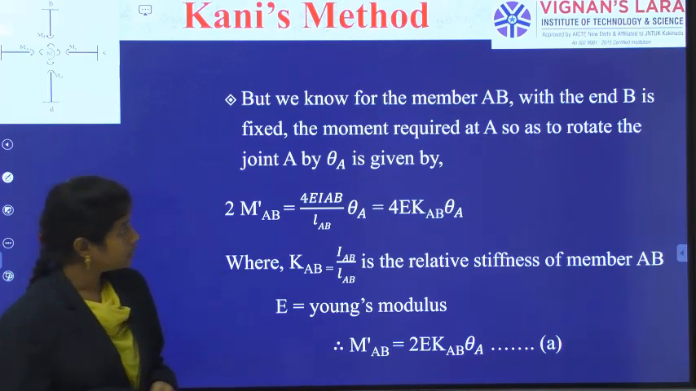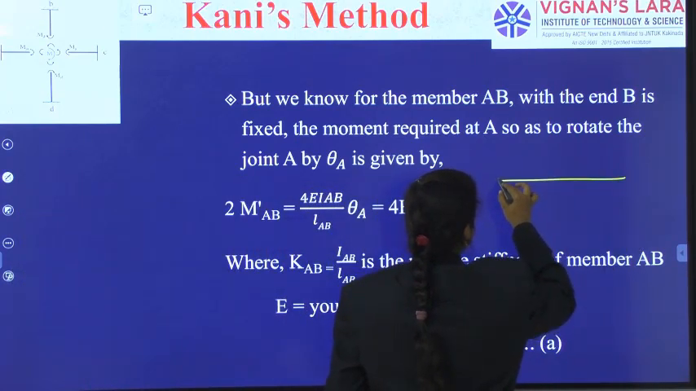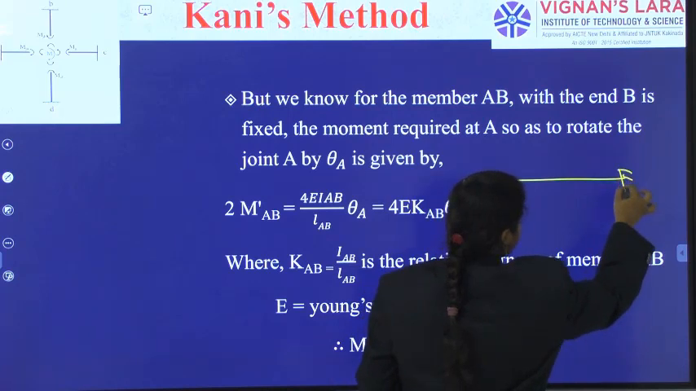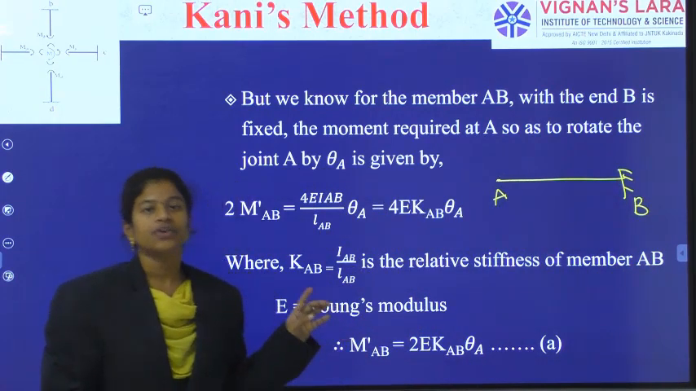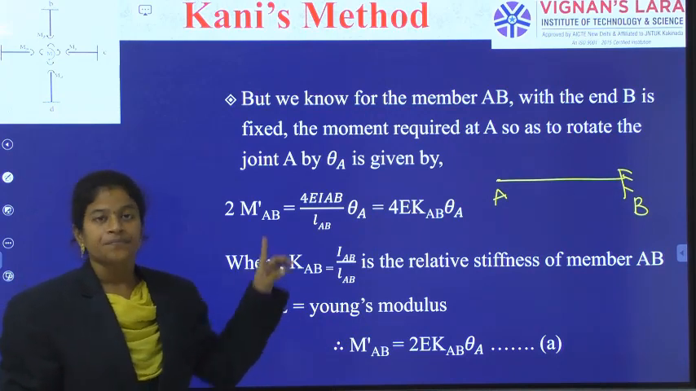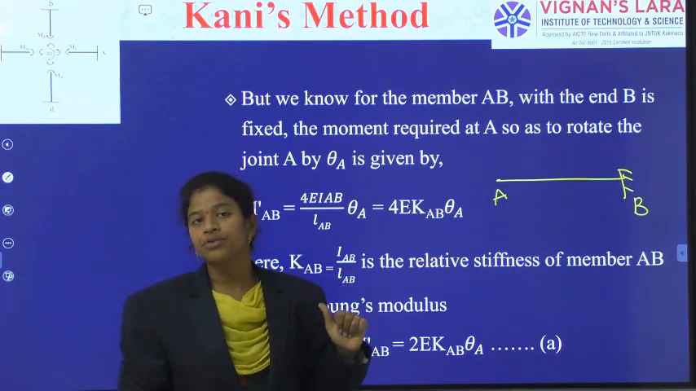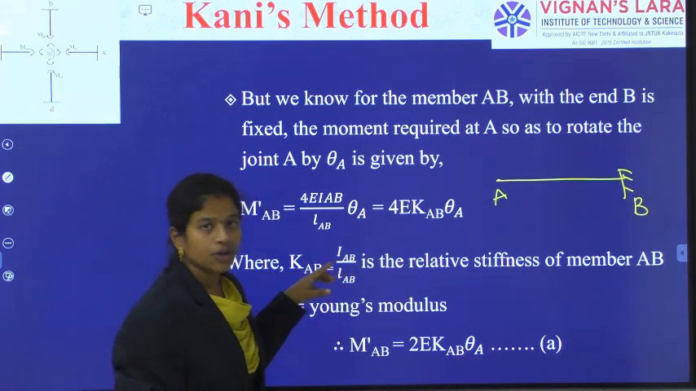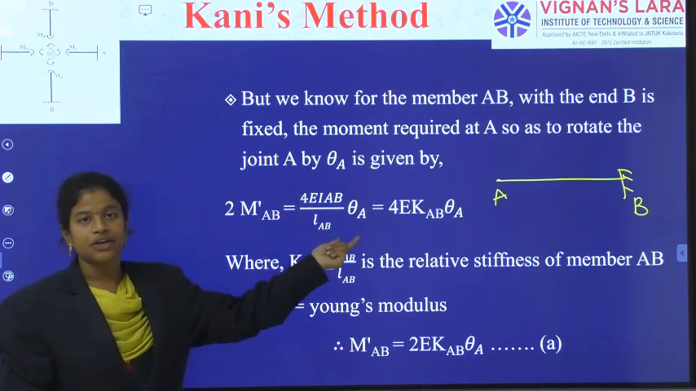Okay, so for causing a rotation of theta A at A when the farther end is fixed, how much amount of moment should I apply at A? That amount of the moment I should apply at A is 4 EIAB by LAB into theta A.